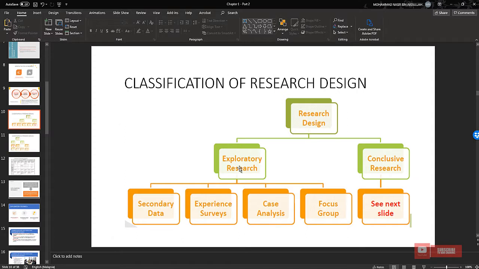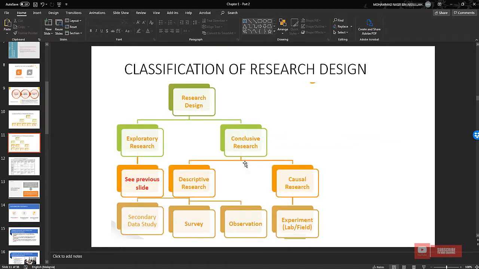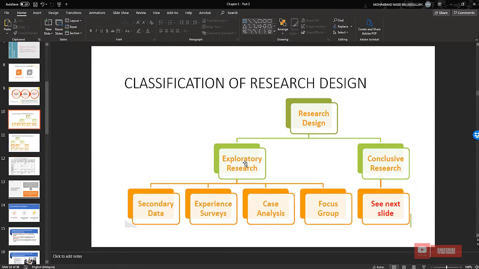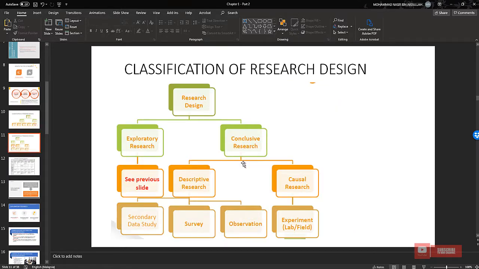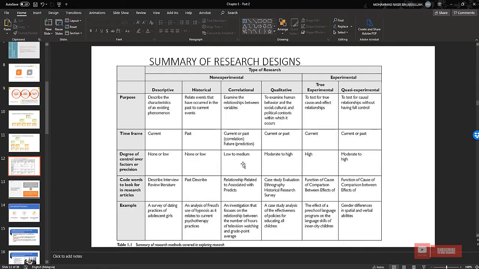In exploratory research, the research can be done by using secondary data, experience survey, case analysis, or focus group. For descriptive research, it also can be done by using secondary data, survey, or observation. We will see what the difference is between exploratory research and descriptive research. Causal research is basically a confirmatory research. It's being done either in lab or field. It's an experimental research. So this is a summary of research design.